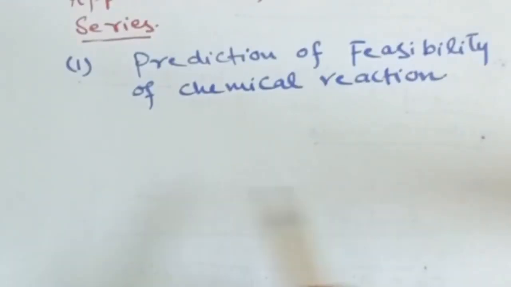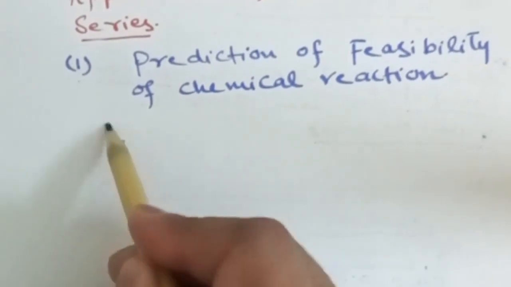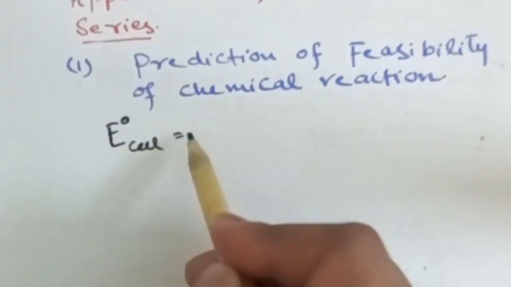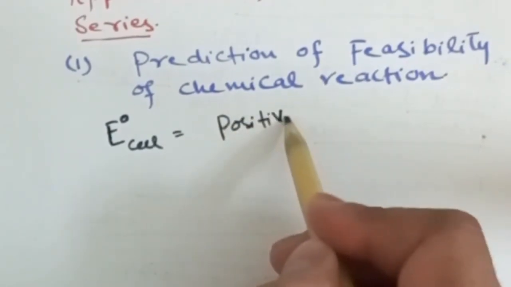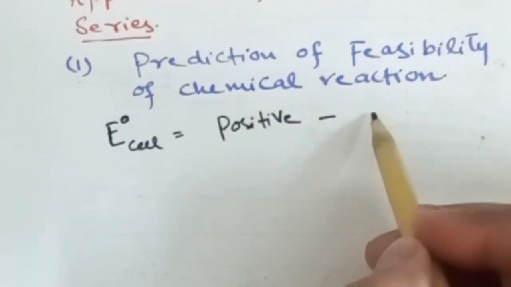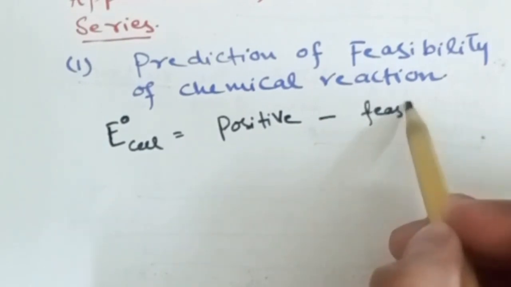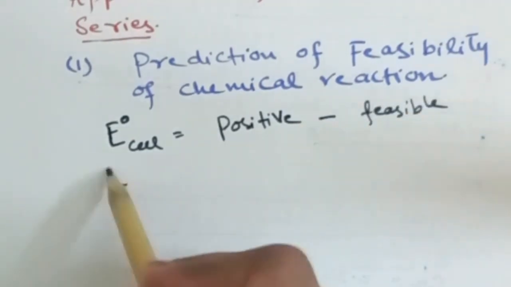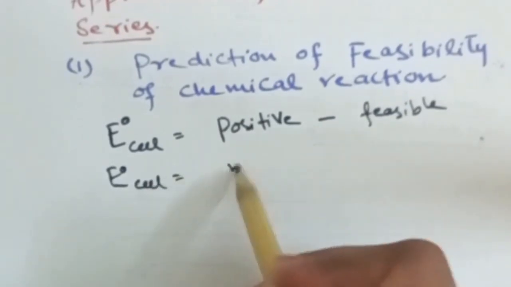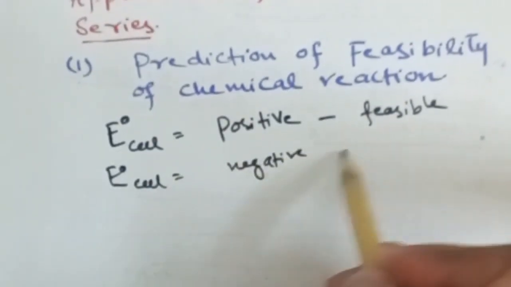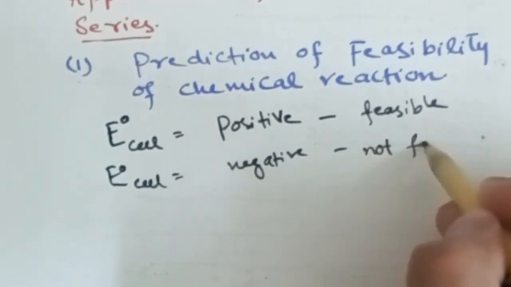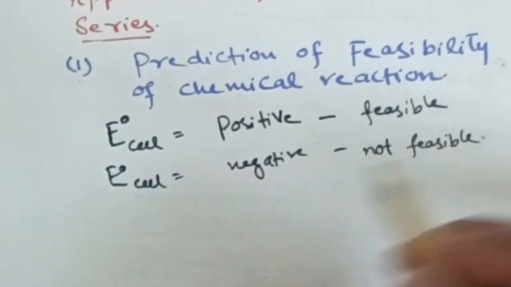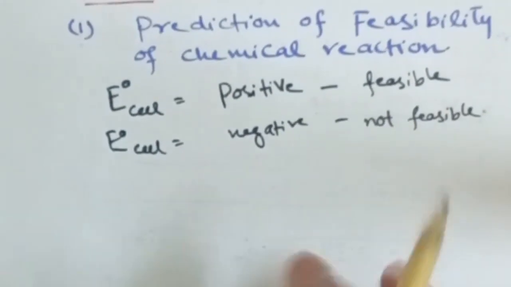For example, if the electrode potential of a cell is positive, then such reactions are feasible. And if the electrode potential of a cell is negative, then such reactions are not feasible. Let's take the example of copper and zinc.